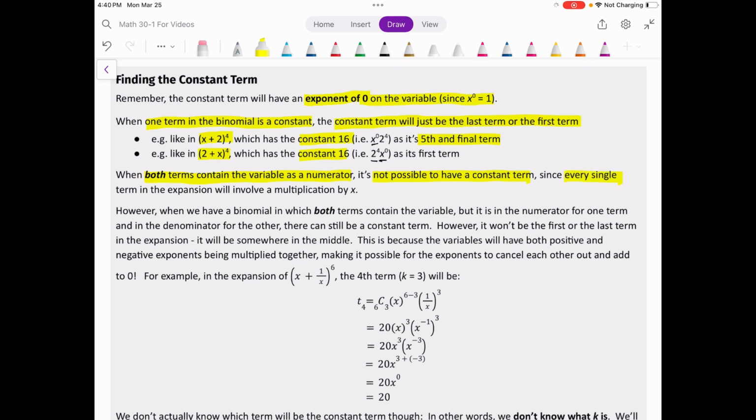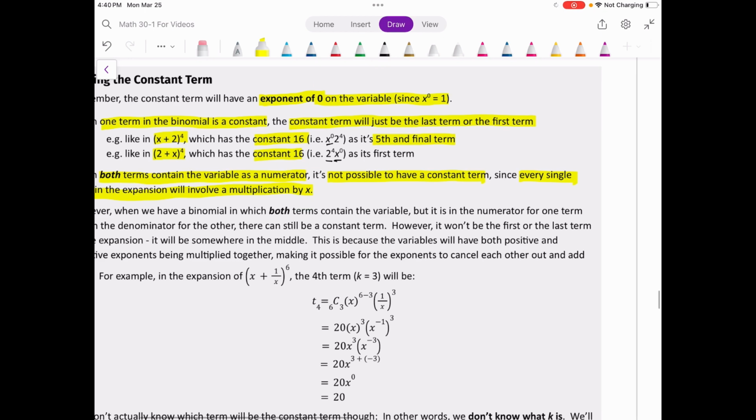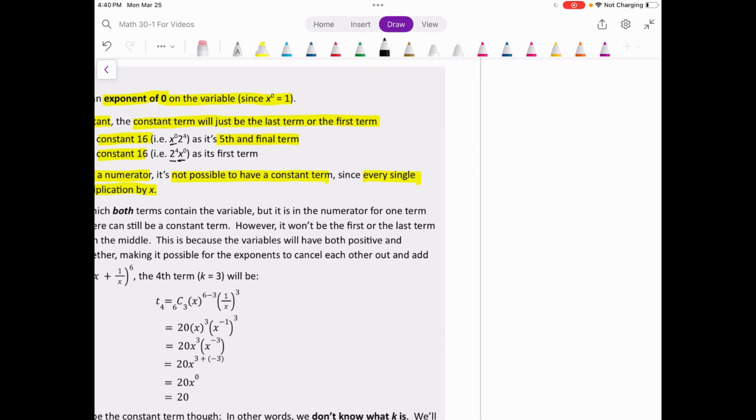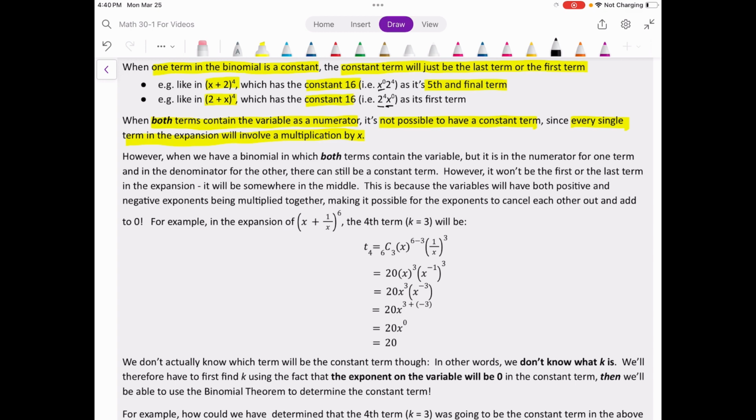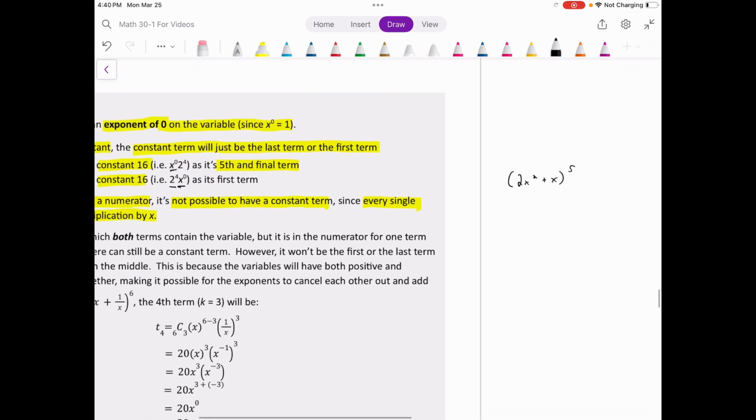Because every single term in the expansion will involve a multiplication by, I'm using x there, but by whatever our variables are, right? Like if we have 2x squared plus x to the power of 5, no matter what, when you multiply that out, every single term is going to involve a multiplication by the variable, and therefore it won't have a constant term. They will all contain that variable x, and none of them will be to the power of 0, of course.